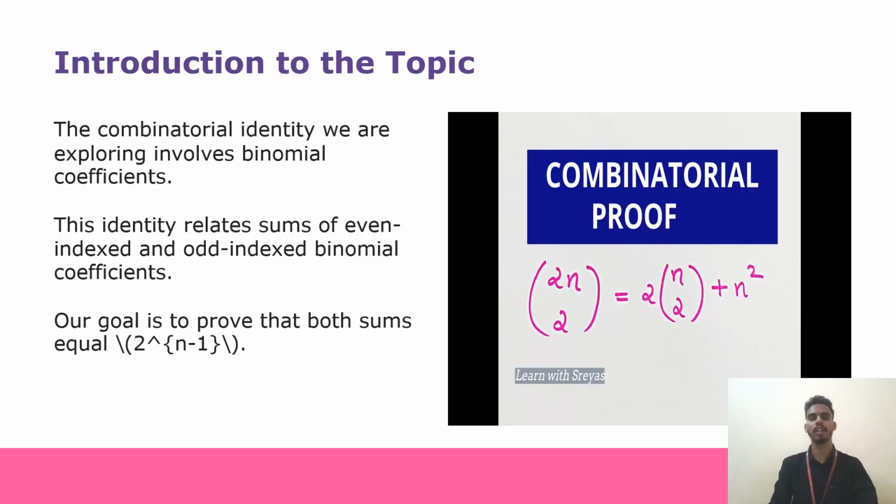In this slide, we can see the introduction to the topic. The combinatorial identity we are exploring involves binomial coefficients. This identity relates the sum of even indexed and odd indexed binomial coefficients. Our goal is to prove that both sums are equal to 2 power n minus 1.